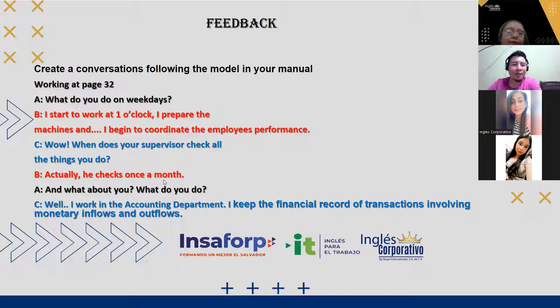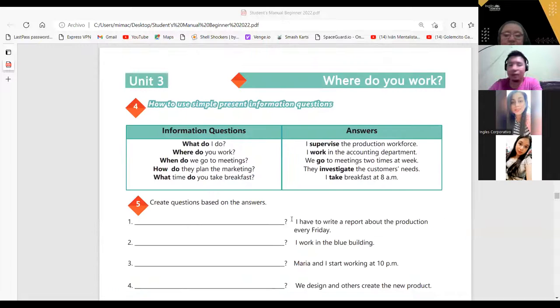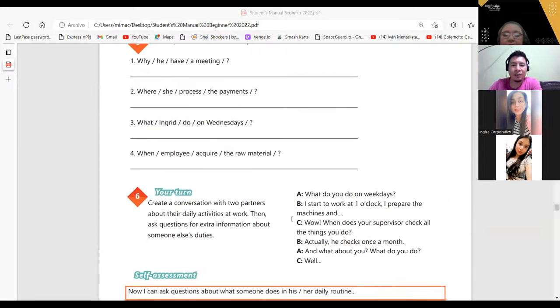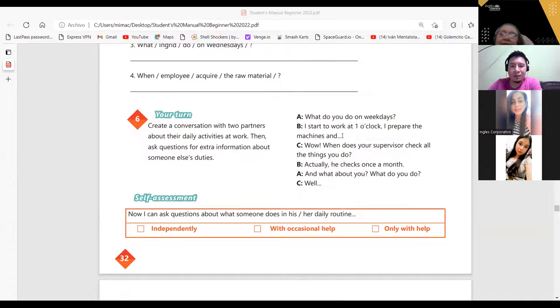Teacher, o sea que la vamos a cambiar toda o solo la B y el último, agregarle más. No, es que esto que está acá, yo lo he agregado como ejemplo para ustedes, pero ustedes lo que tienen en su manual es esto, mire. Solo los tres puntos. Acá usted con su realidad, ¿a qué horas comienza a trabajar? ¿Y qué es lo que hace cuando entra a su puesto de trabajo? Entra dos actividades. Y luego acá, actually, y acá la frecuencia con la que le revisan sus actividades.